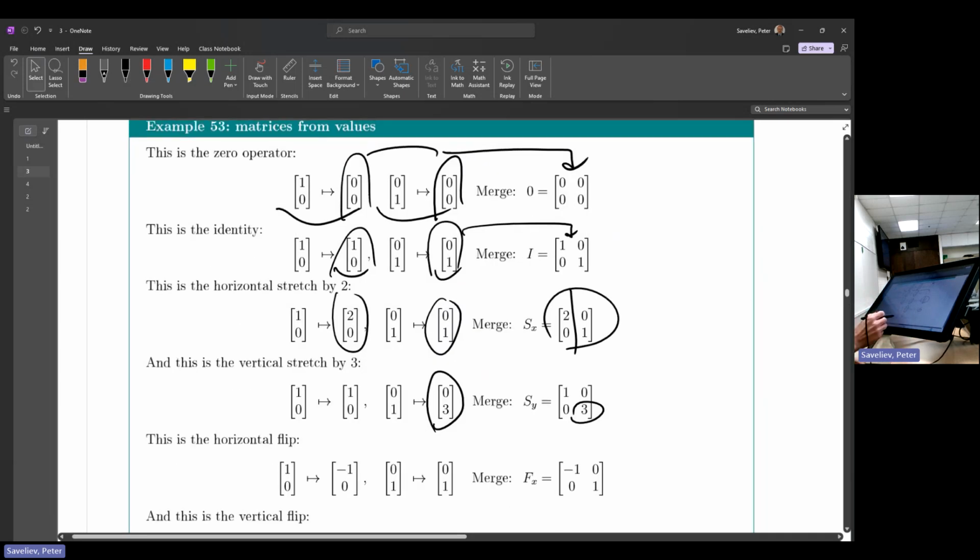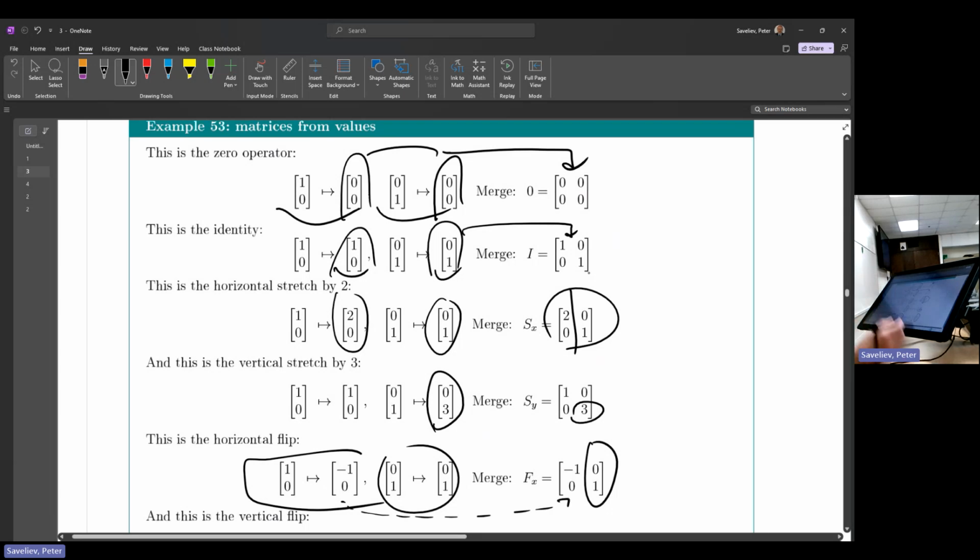Horizontal flip. So nothing happens to the second column. That's why I have 0, 1 here. On the other hand, what happens to the first column? A negative sign emerges. And so I just take this column right here and place it as the first column in my matrix.